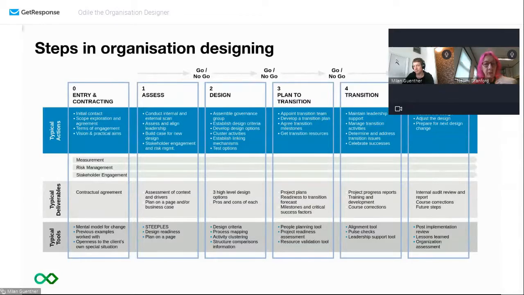In each of the phases, there are some typical actions, there are some typical deliverables, and there are some typical tools. And again, going back to the 4 blogs I wrote on this, there are tools mentioned there and links into the tools. And anything you're interested in, we can send on afterwards.